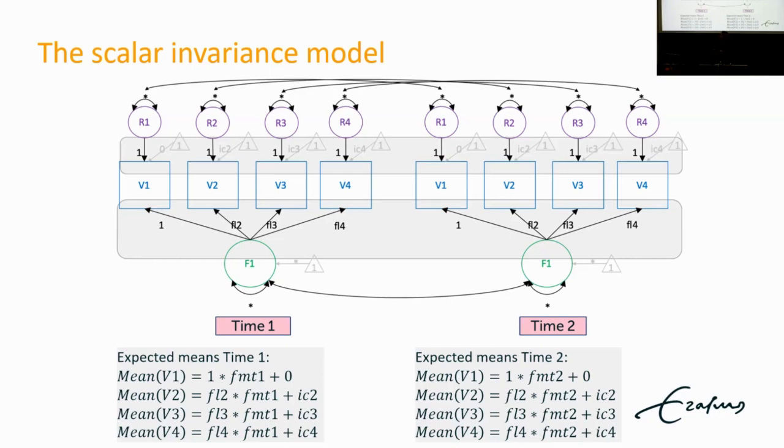It's easy. But alternatively, you could also say, no, I'm going to fix the first vector loading, or any other vector loading, but typically the first one is chosen. Fix that vector loading to 1. And I'm going to estimate the variance of vector 1. And also I can estimate the vector mean.